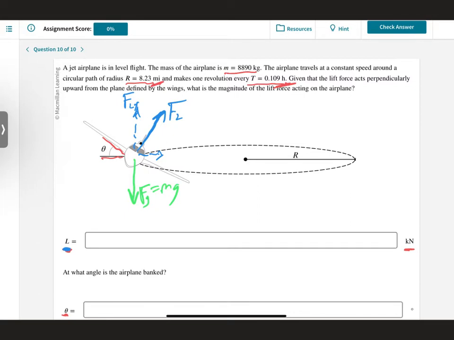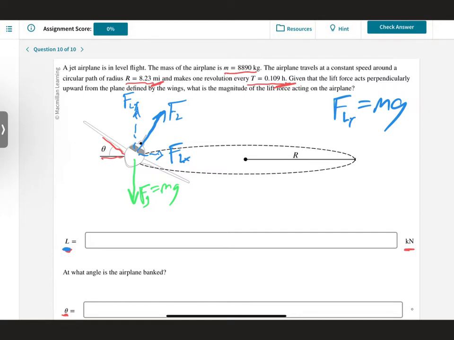The y component of the lift force is going to equal the weight, and we can figure out the weight because we know the mass. So FL in the y direction equals m times g, and we know both of those things. So we can figure out the y component of our lift. Now we need to figure out the x component, FL in the x direction. How do we figure that out?